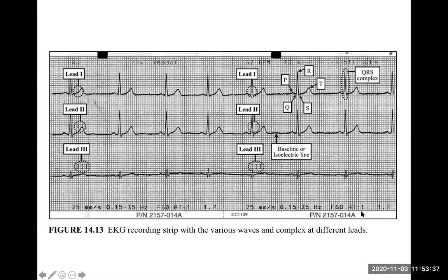Here's an EKG showing just a recording strip with the various waves and complexes at different leads. So showing how each lead, and a lead is a particular location of where they would place an electrode on the body, and how the baseline would maybe be slightly larger or smaller, but all the waves would still be the same. And you can see again labeling the P wave, the QRS complex, and the T wave. That stands for one cardiac cycle, or one cycle of the heart sounds of lub-dub happening. And this just shows cardiac cycles repeating over and over again.